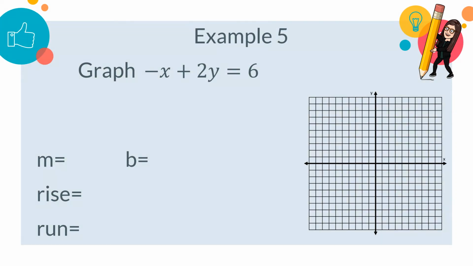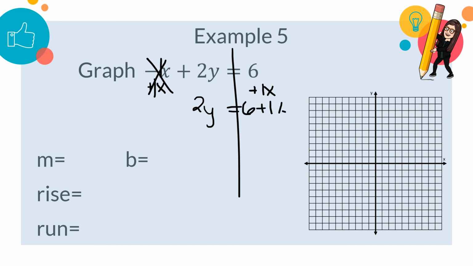Let's try 2 more on our foldable. We're going to draw a line down the equal sign. To isolate y, I'm going to start by adding 1x. It says negative, so we're going to add 1x. So 2y falls down, 6 plus 1x falls down. Instead of y times 2, let's divide every piece by 2. Opposites go away, y falls down.